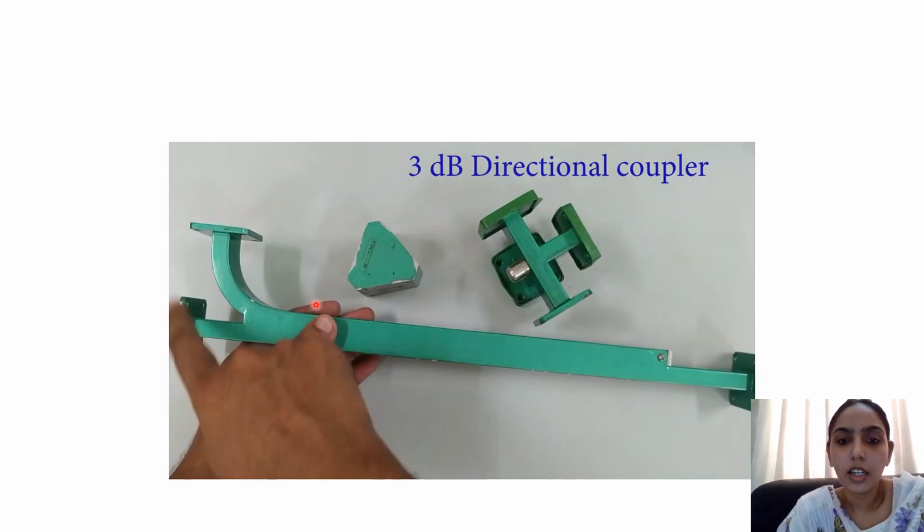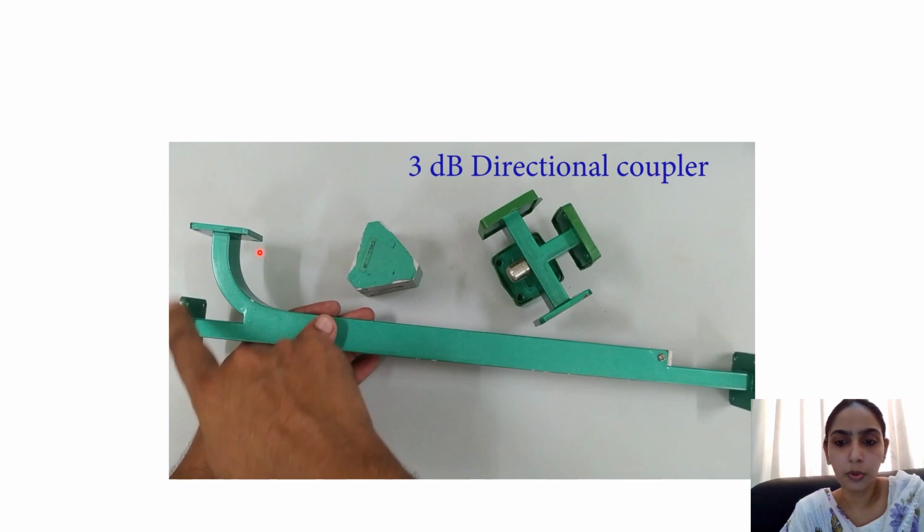Now the next component is a 3 dB directional coupler. The directional coupler has 4 ports. As you can see, this is the first port, second port, third port and fourth port. Here we have a patch which indicates that it is a matched termination. How we place this directional coupler is important for understanding its nomenclature.